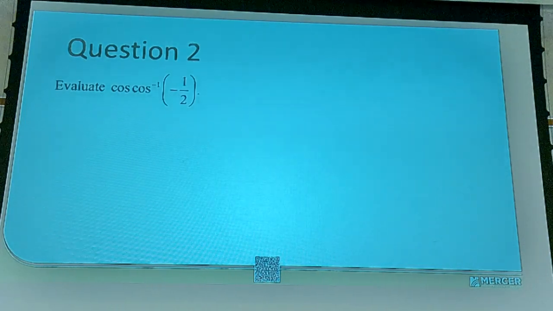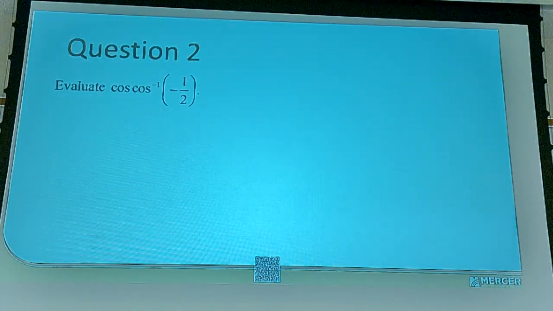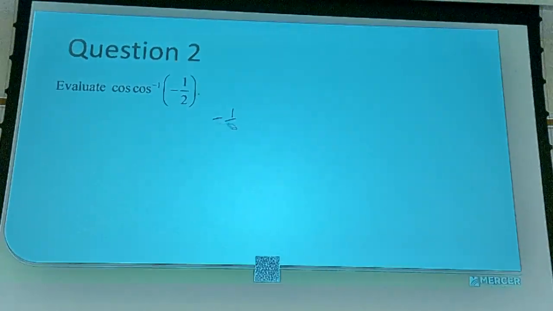Cosine of inverse cosine of -1/2. Is -1/2 in the range of cosine? Yes. Then that would just evaluate out to -1/2.